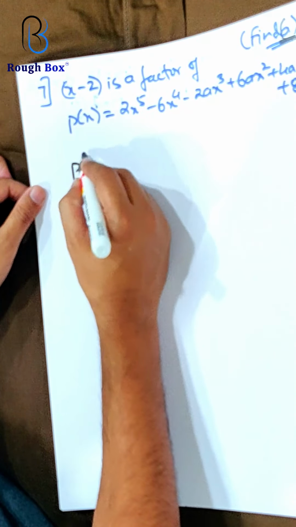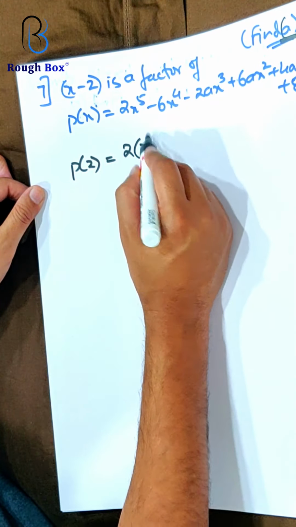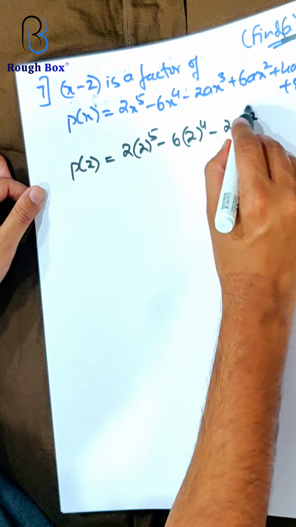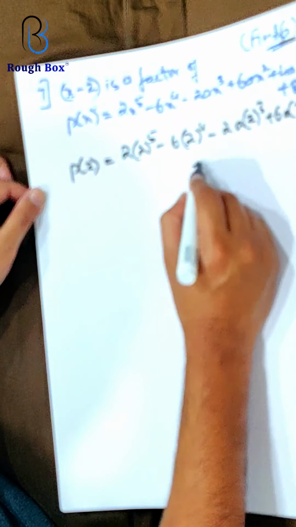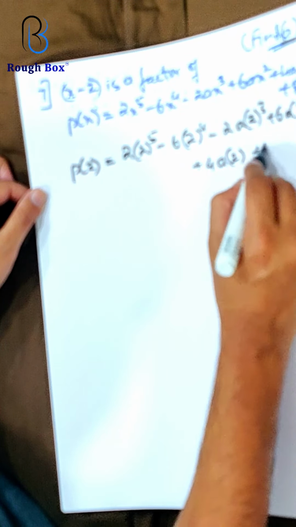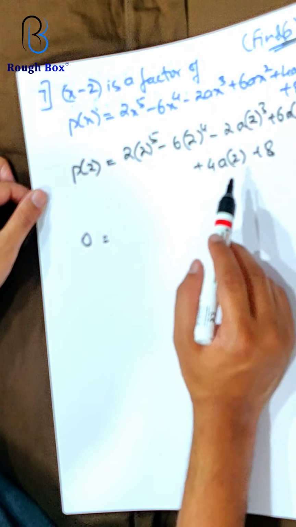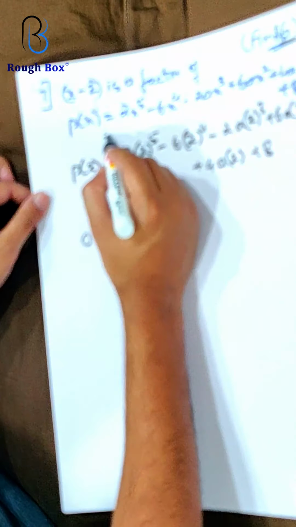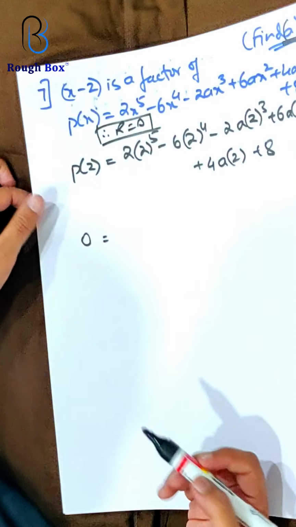So you will say P of 2, because x minus 2. So 2 times 2 raised to 5, 6 times 2 raised to 4, 2 times a into 2 cube, 6 times a into 2 square, 4 times a into 2 plus 8. I am directly writing here as 0 because it's a factor. So x minus 2 is a factor of so and so, therefore the remainder becomes 0. You can add this so that this is justified.